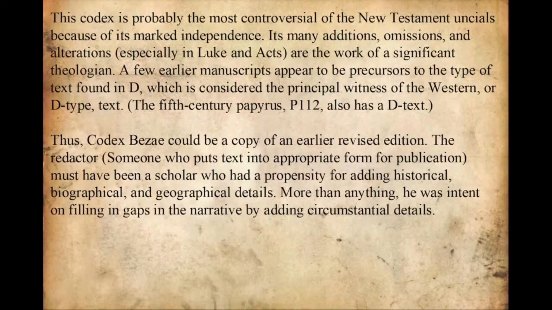A few earlier manuscripts appear to be precursors to the type of text found in D, this manuscript, which is considered the principal witness of the Western or D-type text. Thus, Codex Bezae could be a copy of an earlier revised edition.